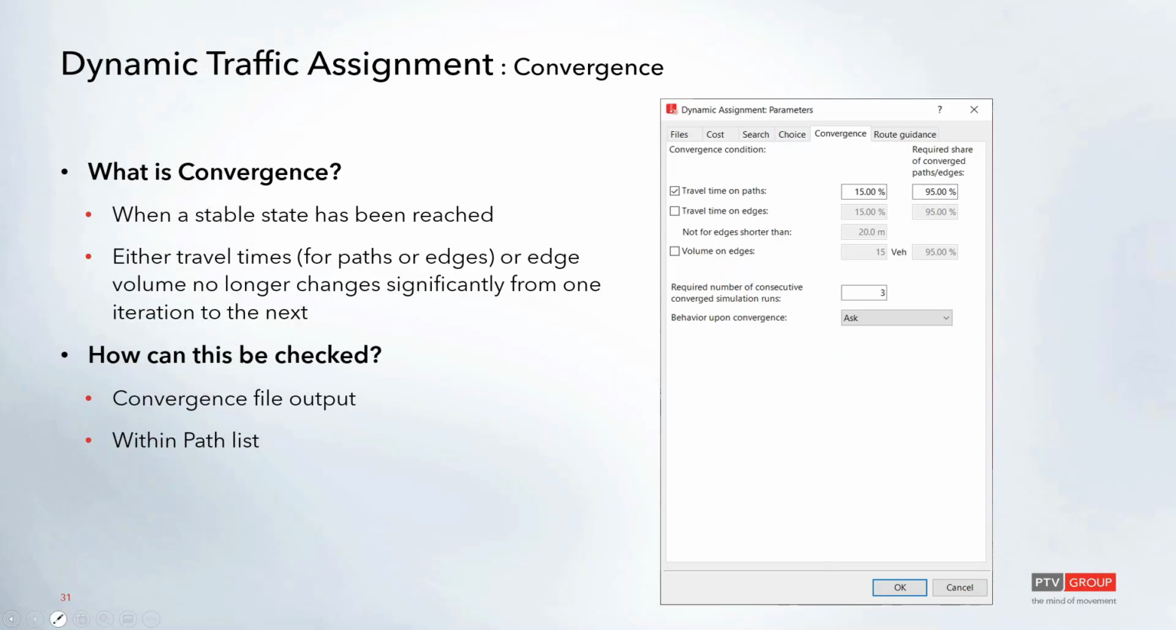And essentially what we're looking for here is for the travel times either along the paths or the edges, or for the edge volume to not change significantly between the different iterations. And so this can be checked in a couple of ways, at an overall level with the convergence file output. And then you can also check within the path list to see what paths and edges are meeting that convergence criteria.